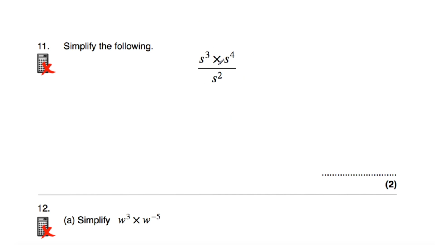So question number 11, we've been asked to simplify s cubed multiplied by s to the power of 4 divided by s squared. So let's deal with the numerator to begin with. S cubed times s to the power of 4. Well, let's add the powers together. That'll be s to the power of 7, because 3 plus 4 is equal to 7.